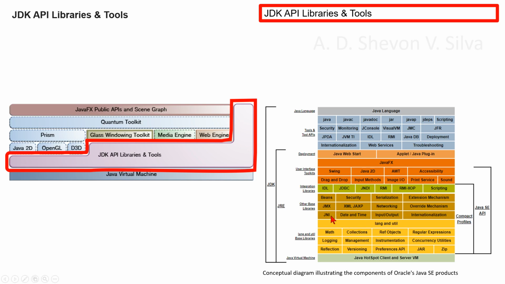Java Native Interface. Java Native Interface, JNI, is a standard programming interface for writing Java native methods and embedding the Java virtual machine into native applications. The primary goal is binary compatibility of native method libraries across all Java virtual machine implementations on a given platform.